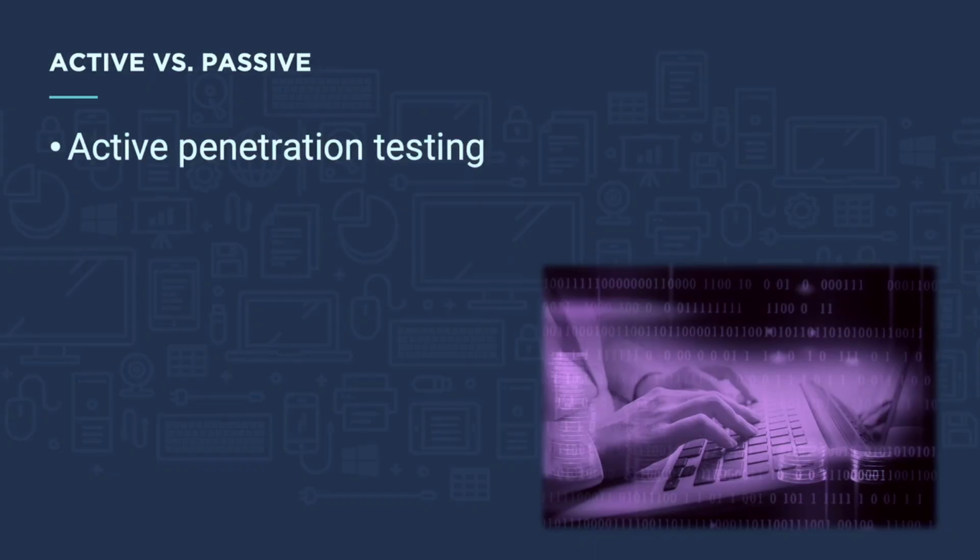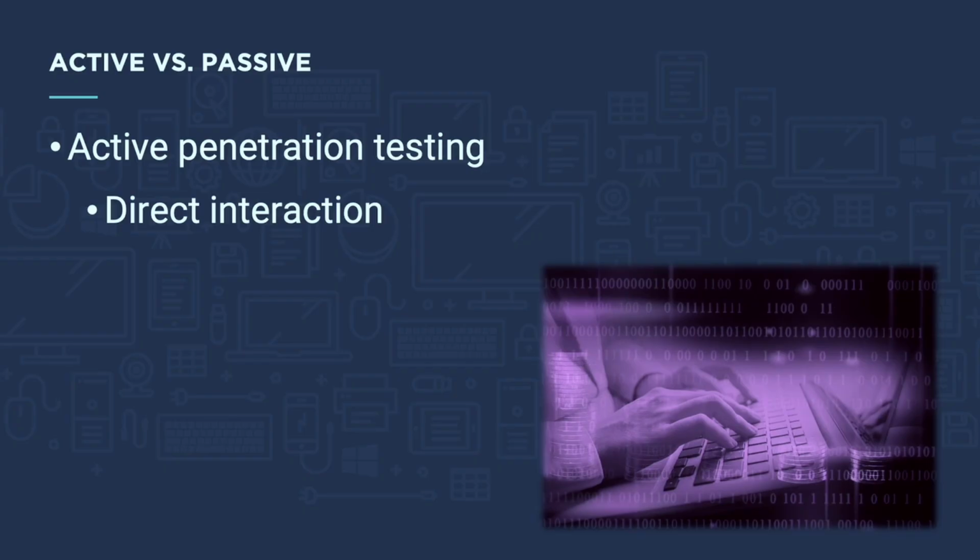Active penetration testing involves direct interaction with the system to uncover vulnerabilities. This could be attempting to exploit a known software vulnerability or trying to crack a weak password. In this method, the tester is directly engaging with the target system, often leaving a trace or log of their activities. The main goal of active penetration testing is to breach the system's defenses and evaluate the impact of such a breach.